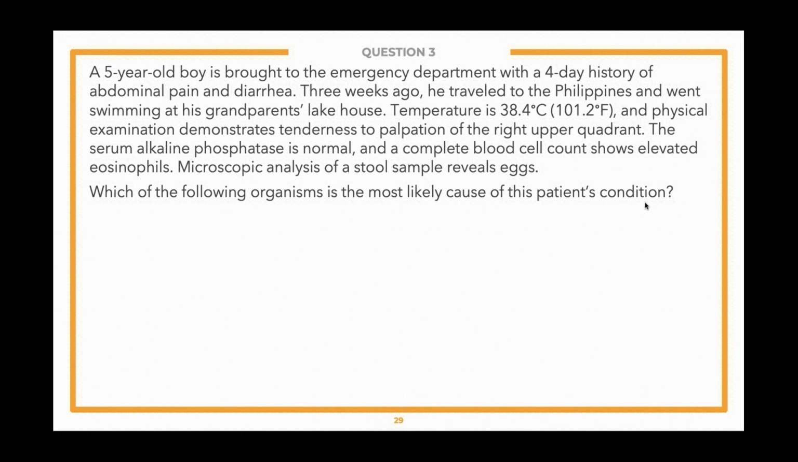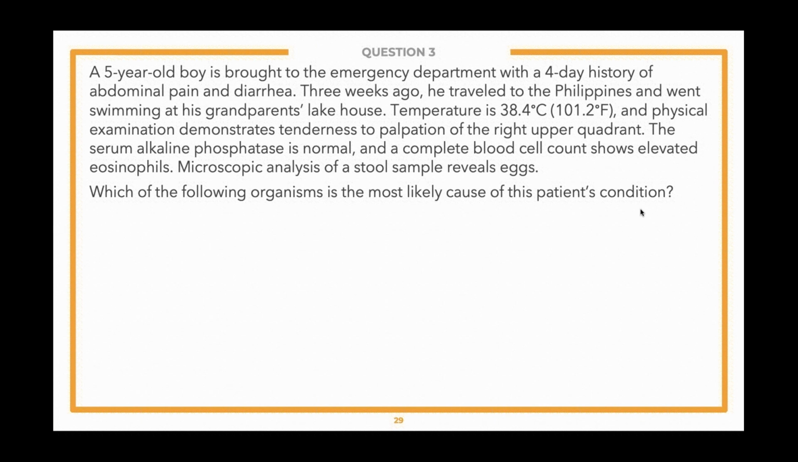All right, I see some responses coming in. Let's take a look at that vignette. A 5-year-old boy is brought to the emergency department with a 4-day history of abdominal pain and diarrhea. 3 weeks ago, he traveled to the Philippines and went swimming at his grandparents' lake house. Temperature is 38.4 Celsius or 101.2 Fahrenheit, and physical examination demonstrates tenderness to palpation of the right upper quadrant.